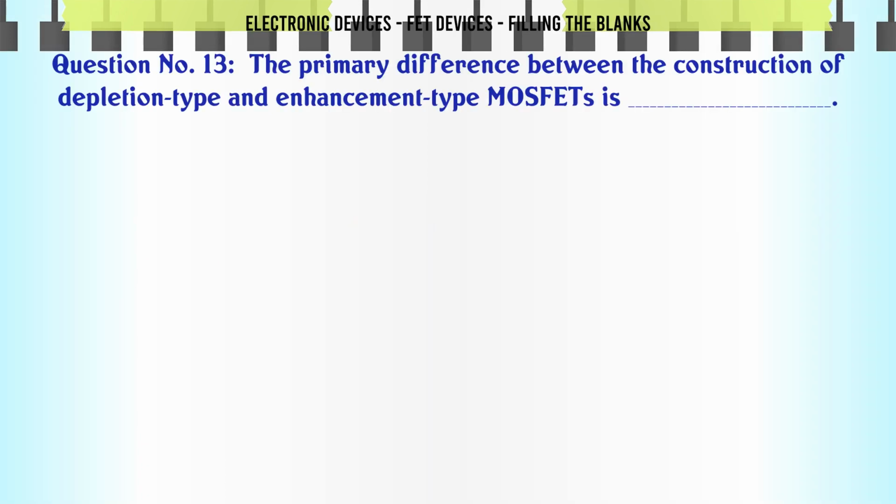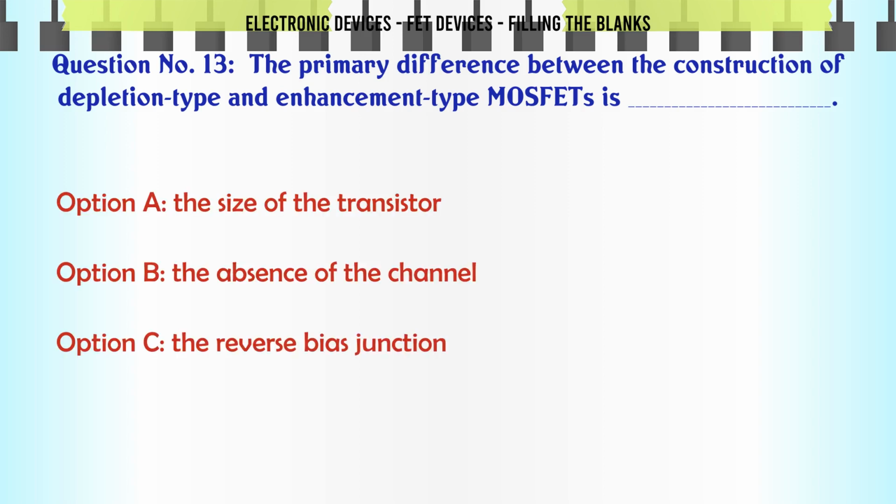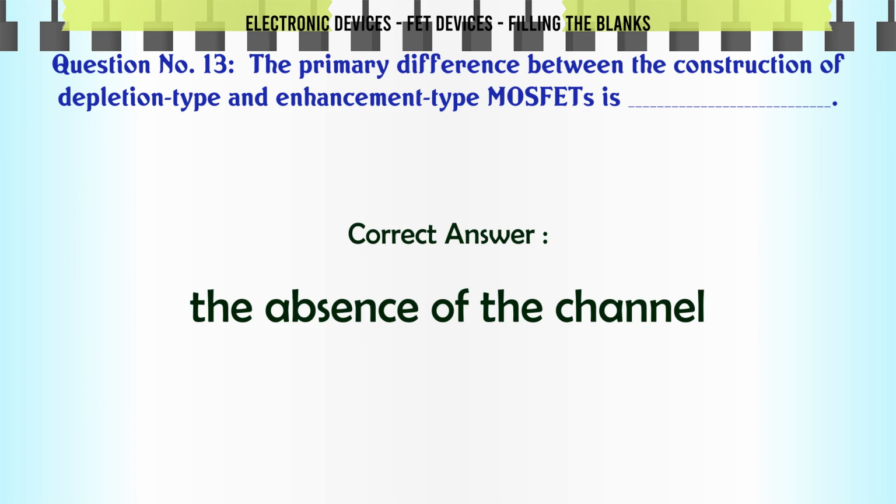The primary difference between the construction of depletion-type and enhancement-type MOSFETs is A. The size of the transistor. B. The absence of the channel. C. The reverse-bias junction. D. All of the above. The correct answer is the absence of the channel.